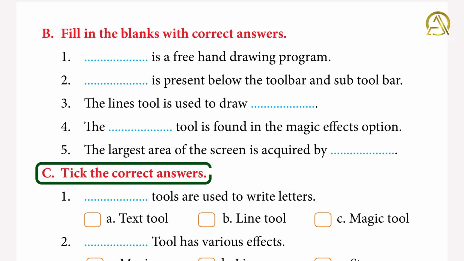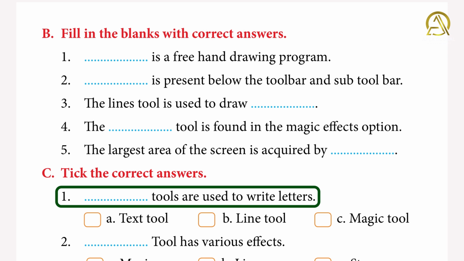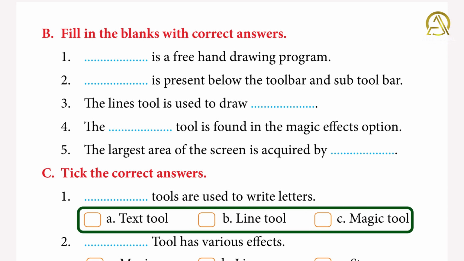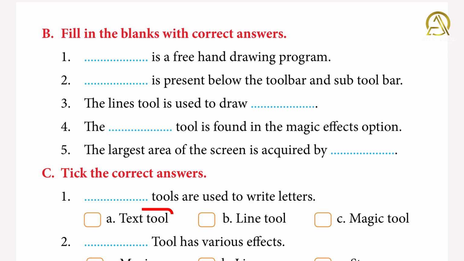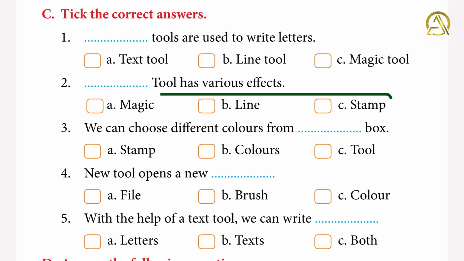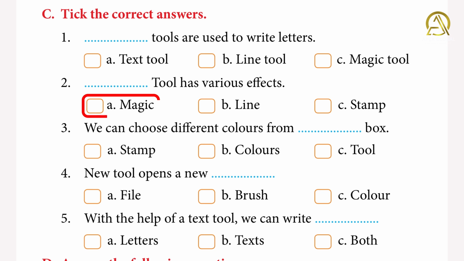C. Tick the correct answers. 1. Dash tools are used to write letters. A. Text tool. B. Line tool. C. Magic tool. Answer: A. Text tool. 2. Dash tool has various effects. A. Magic. B. Line. C. Stamp. Answer: A. Magic.